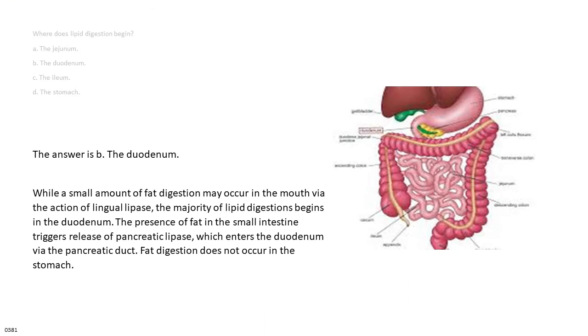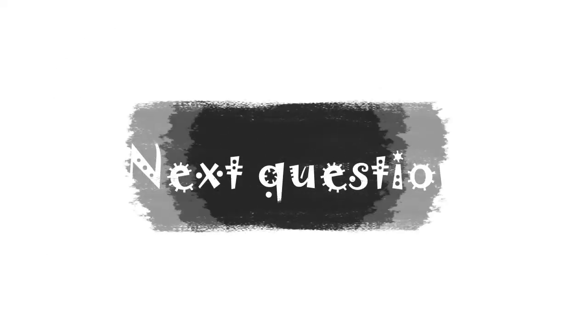The answer is B. The duodenum. While a small amount of fat digestion may occur in the mouth via the action of lingual lipase, the majority of lipid digestion begins in the duodenum. The presence of fat in the small intestine triggers release of pancreatic lipase, which enters the duodenum via the pancreatic duct. Fat digestion does not occur in the stomach.